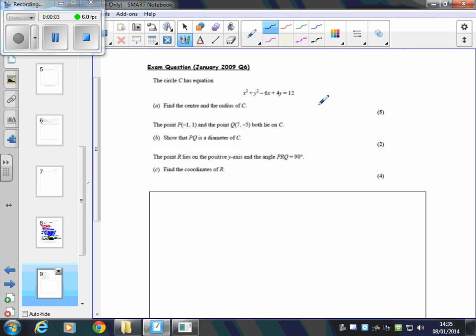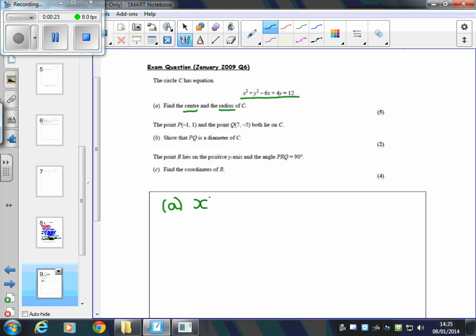Coordinate Geometry of the Circle, Past Paper Question, January 2009, Question 6. So in part A of this question, we need to complete the square on this equation of a circle to find the centre and the radius of the circle.